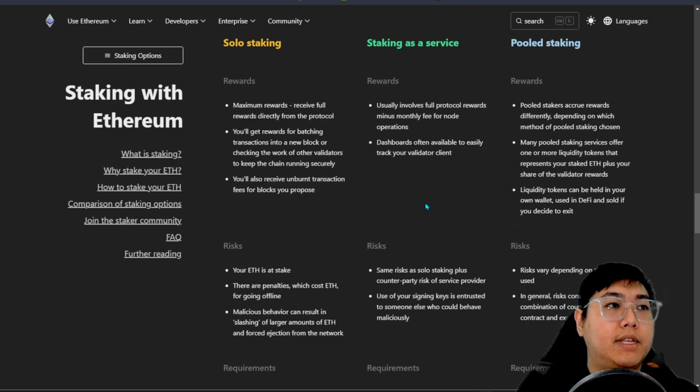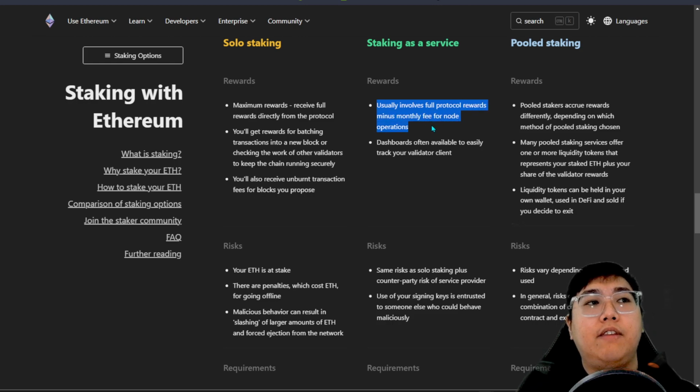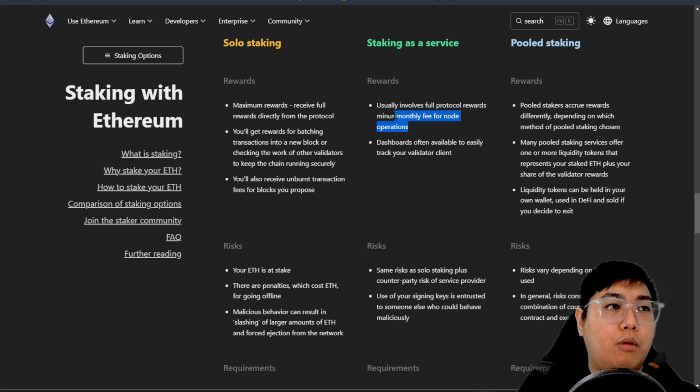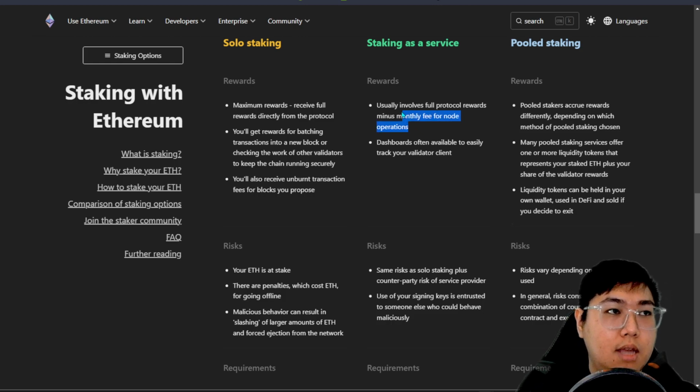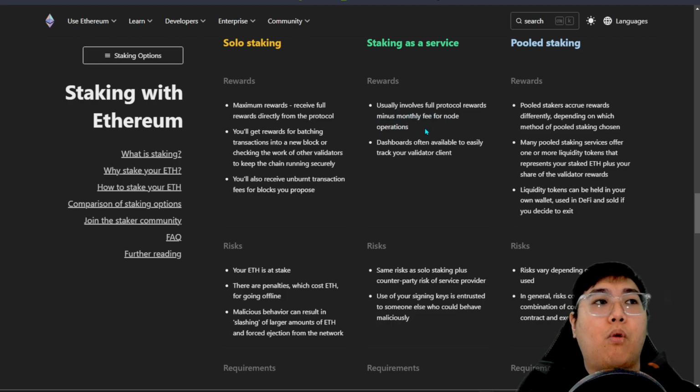So over here, you might be thinking, okay, so what is the reward? For staking on the cloud itself, usually it's going to involve the full protocol rewards minus the monthly fee for the node operator. For node operating for Ethereum staking, I would say it's going to cost you quite a lot of money, ranging from maybe $20 or $30 all the way to $70, depending on where you run the services, because Ethereum staking requires a huge amount of resources on your computer.